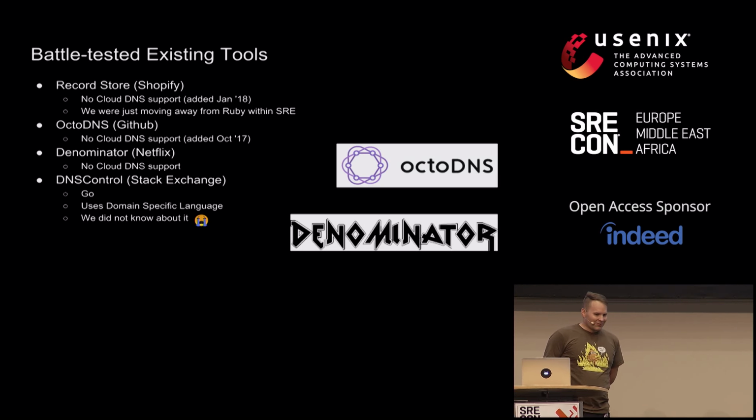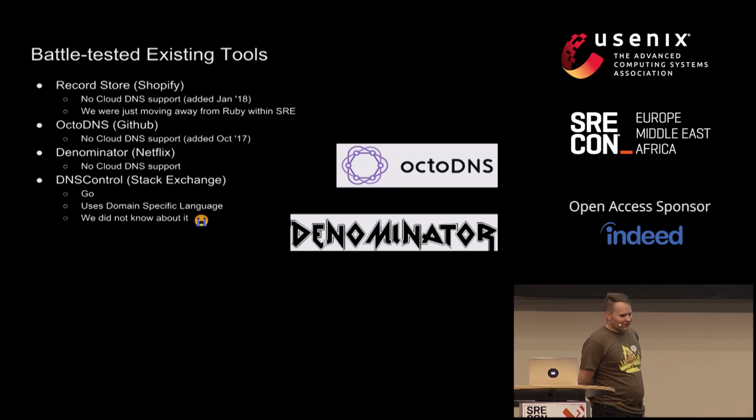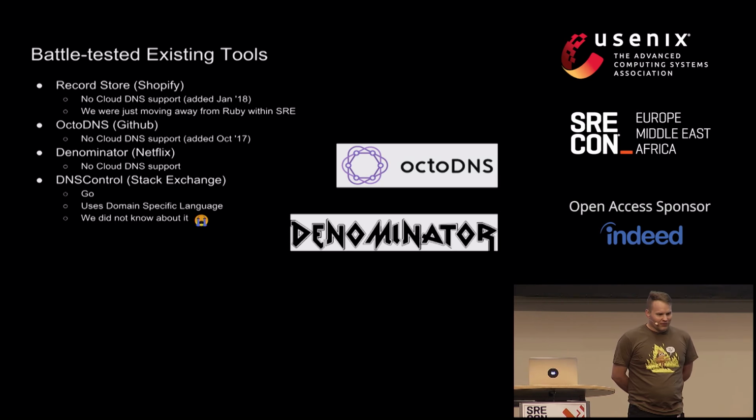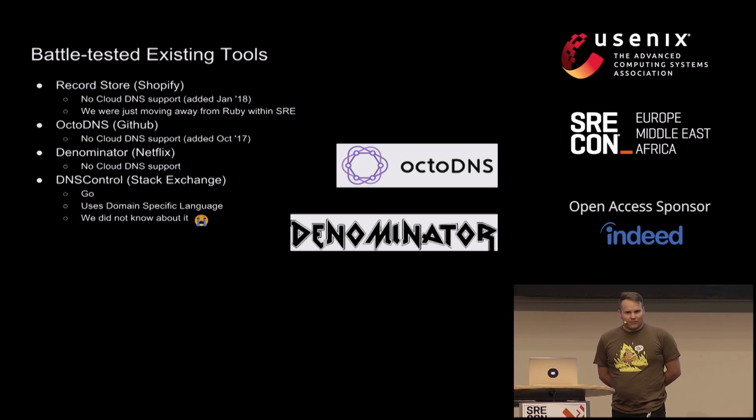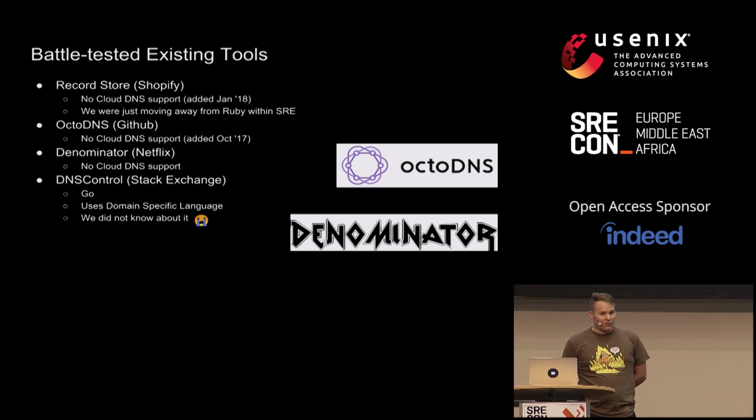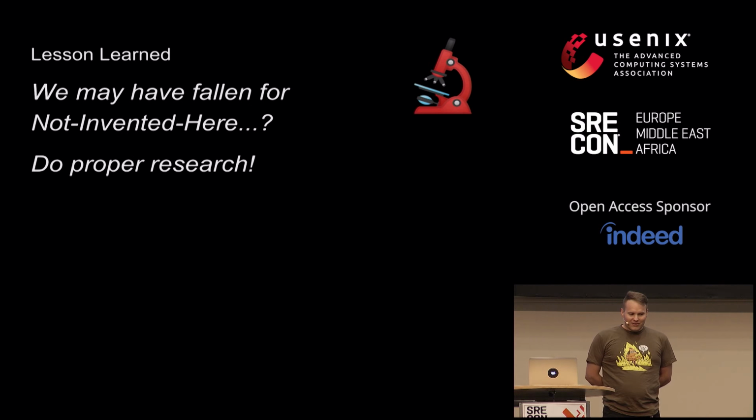Some reference to other battle-tested existing tools. We have Record Store from Shopify, OctoDNS from GitHub, Denominator from Netflix, and DNSControl of Stack Exchange. For the first three, they did not really work for us. The fourth one, it would have worked if we knew about it. So very painful to admit this, but the lesson is we may have fallen for not invented here, and I blamelessly blame myself for not doing proper research.